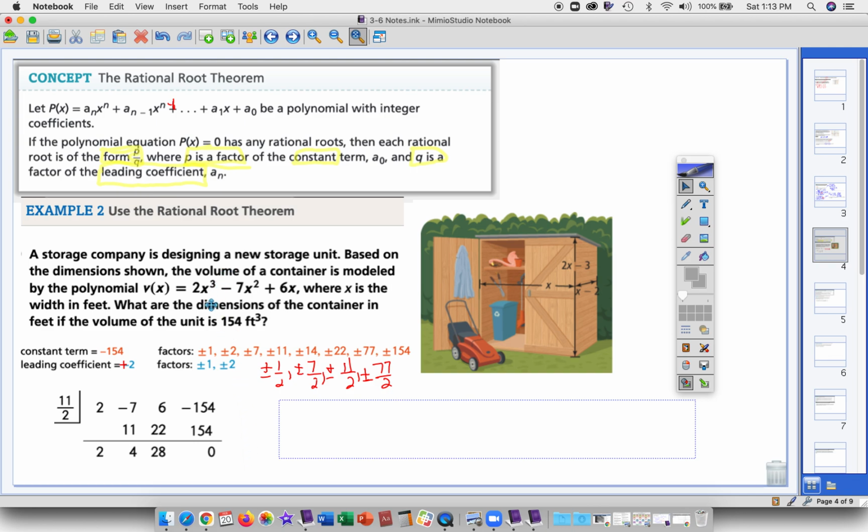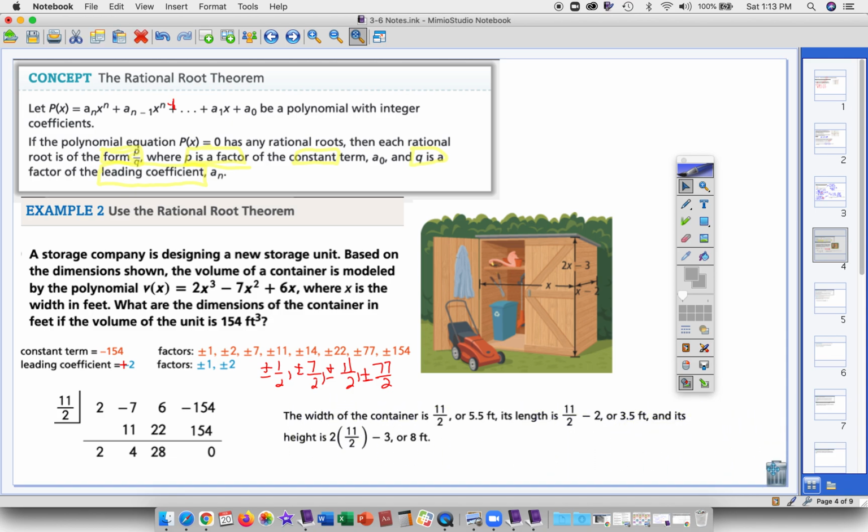So once I know that, remember we have the rest down to a quadratic, but we don't even need that. This is what x equals, and that's what I need. X is the width of the shed. And then using the other expressions, we can plug that 11 over 2 or 5.5 into those expressions and get the other solutions of 3.5 and 8. So there's the 3 dimensions of that storage unit.